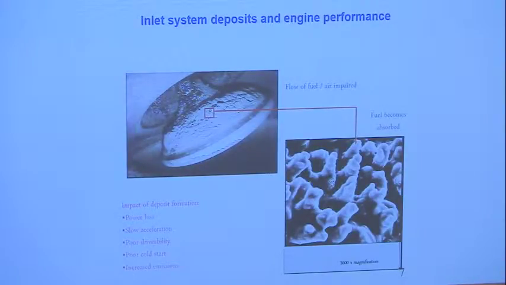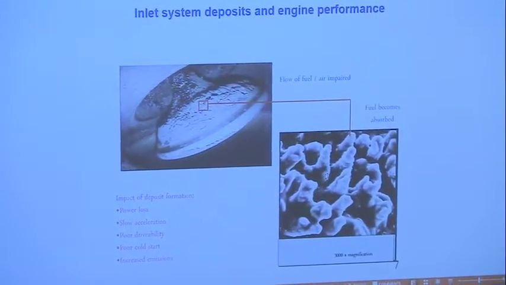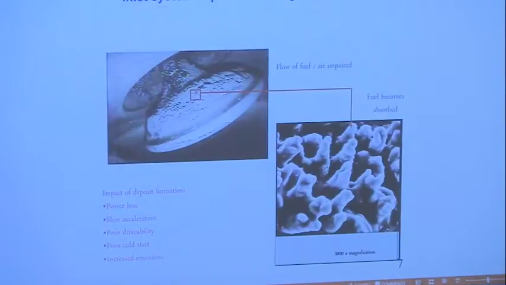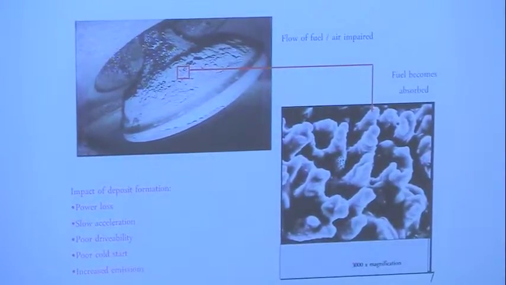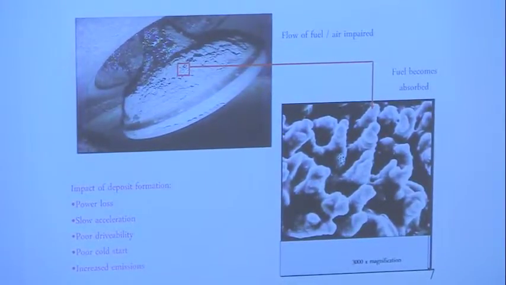And with port fuel injectors, these deposits could sometimes absorb fuel. So when you put the accelerator down, fuel doesn't come into the cylinder. So you have all kinds of poor drivability, poor cold start, increased emissions. All these things could happen. Once again, this was port fuel injection. Direct injection engines don't have the problem. They could have much greater deposits than port fuel injector engines, but they have less effect. I'll come to that in a minute.